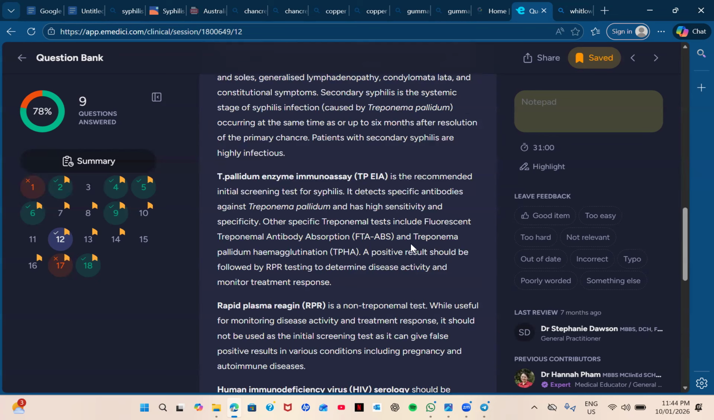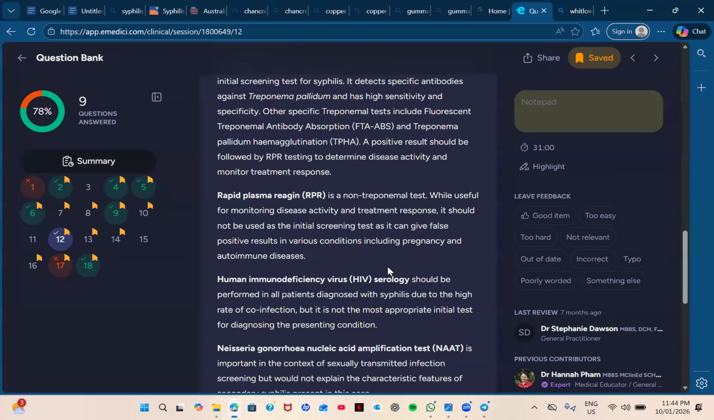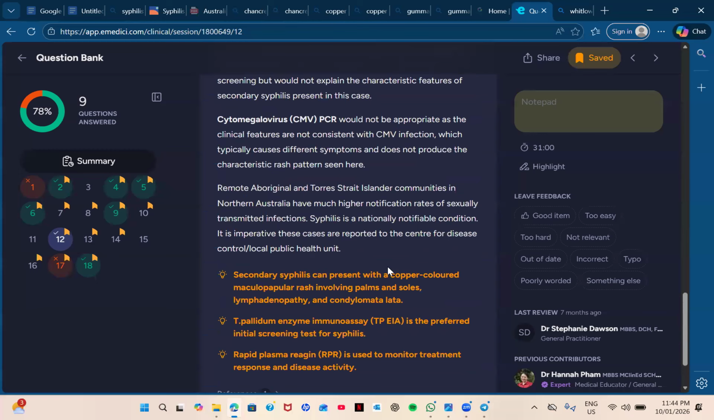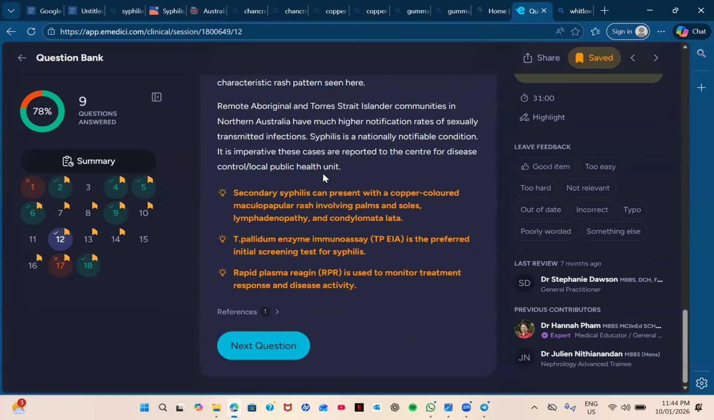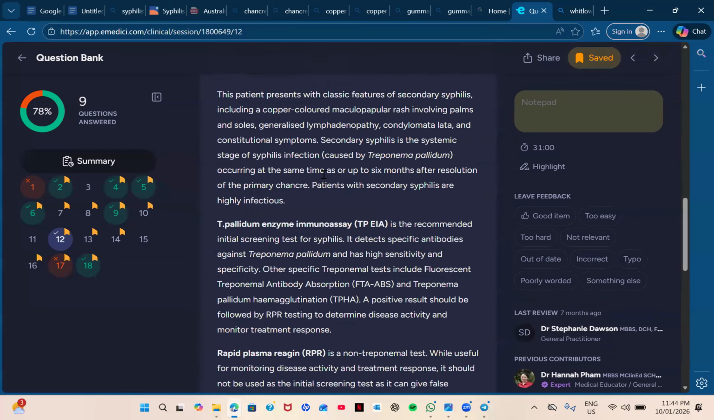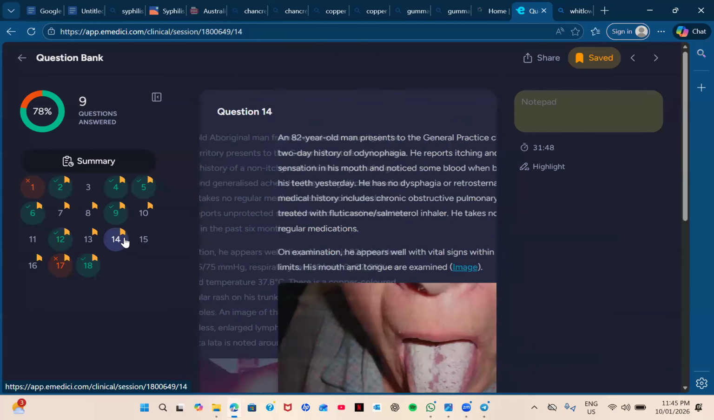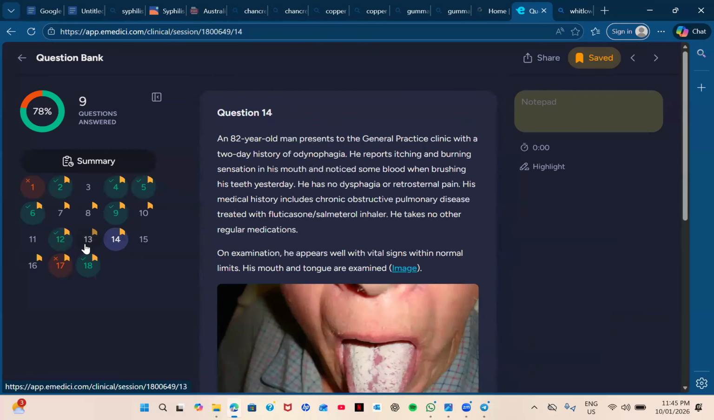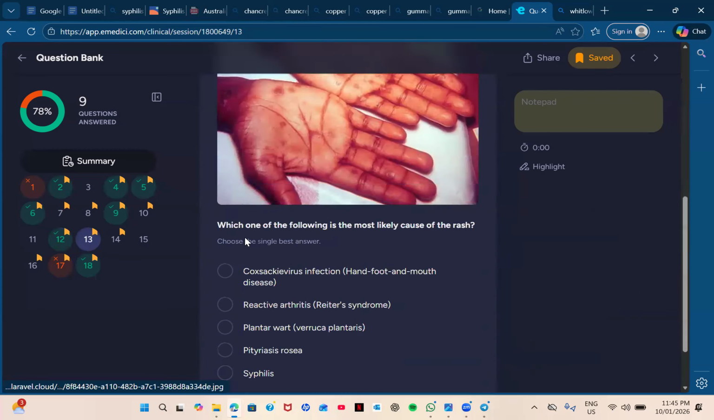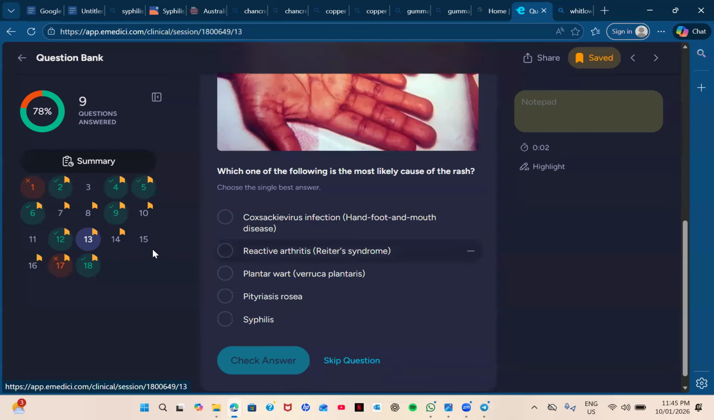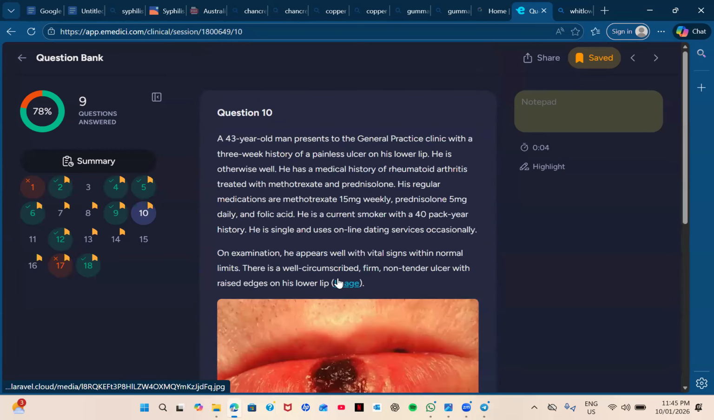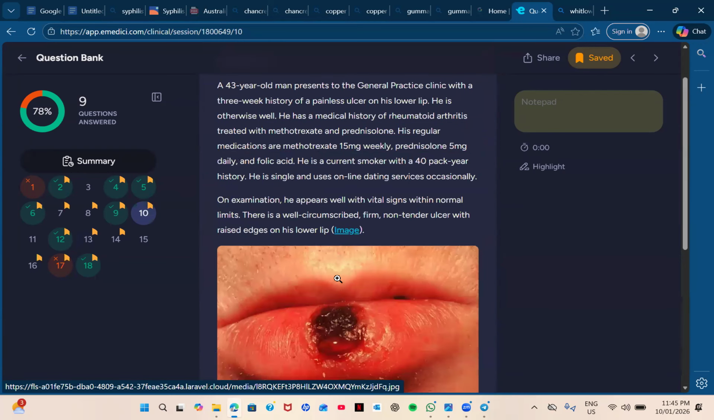Other specific Treponema tests include fluorescent tests. You can read it. From these options, the best one is that. If you have confusion, please do all the syphilis questions, then you will sort it out, because this one is not important. What is it asking here? They're asking for the diagnosis. We know that. Here, this question is good.